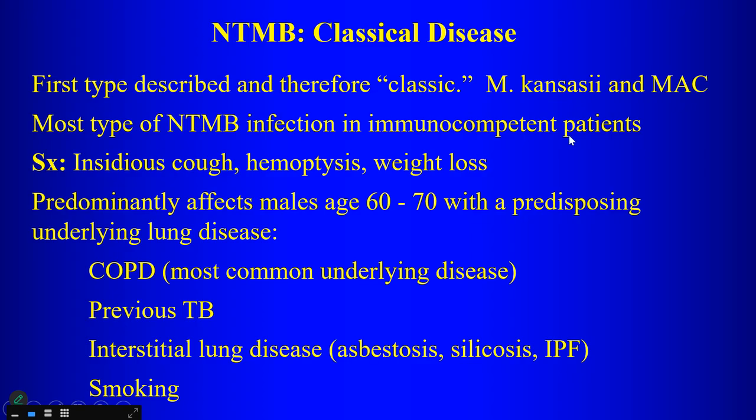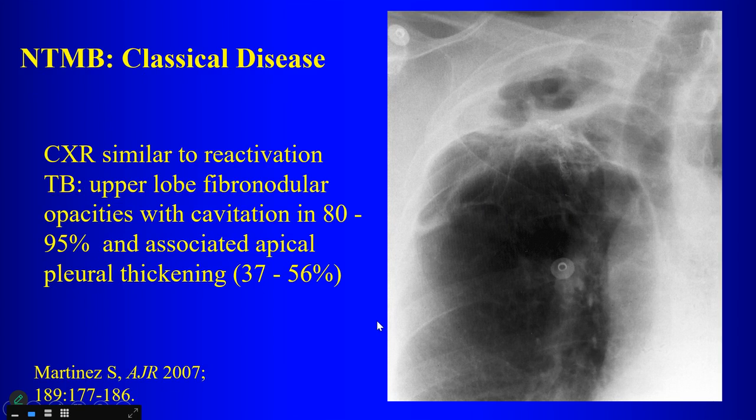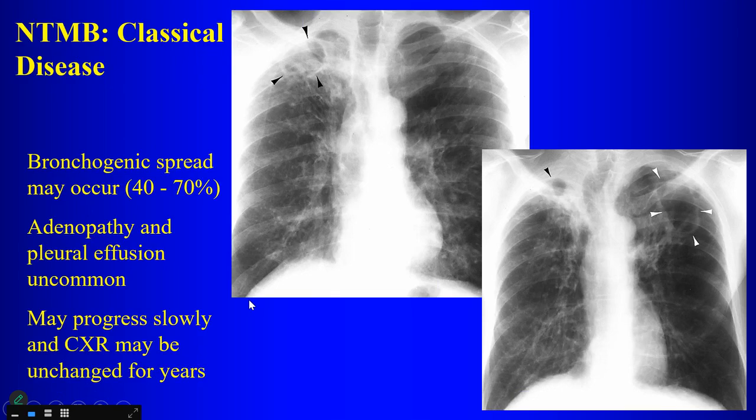M. kansasii and MAC. Most patients are immunocompetent, with insidious cough, hemoptysis, weight loss, predominantly males, especially males with COPD. Interstitial lung disease and smoking also can predispose these patients to atypical mycobacterial infection. Okay? So upper lobe disease, very similar to tuberculosis. So this also belongs in your differential. If the chest x-ray looks like TB, you could say atypical mycobacterial infection, classical disease.